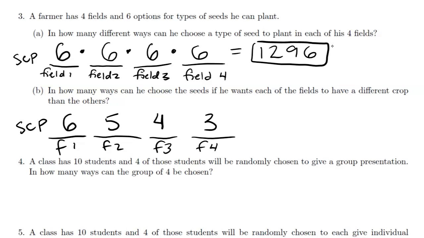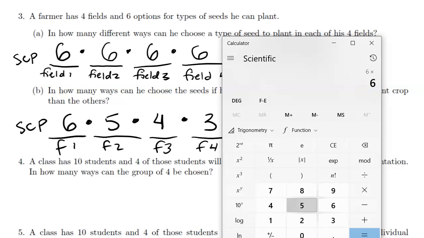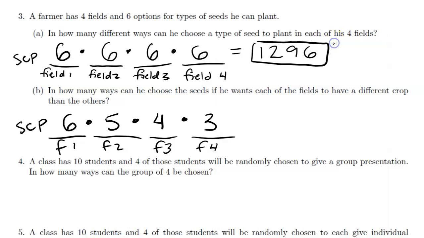And again, we're still using the sequential counting principle, so we'll multiply those numbers together. So this time we've got 6 times 5 times 4 times 3, which is only 360 options.